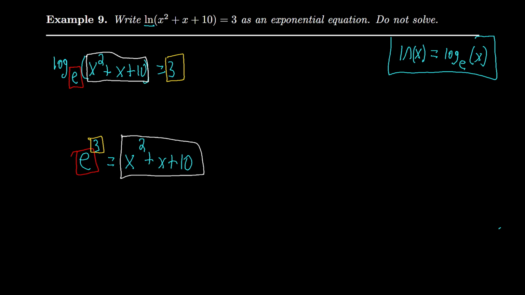We could solve this if we wanted to. This is just a quadratic. You've got a billion ways to solve it. It's got a very nasty constant, 10 minus e to the third, but whatever. E to the third is just a number because e is just a number, and a number raised to the third power is just another number.